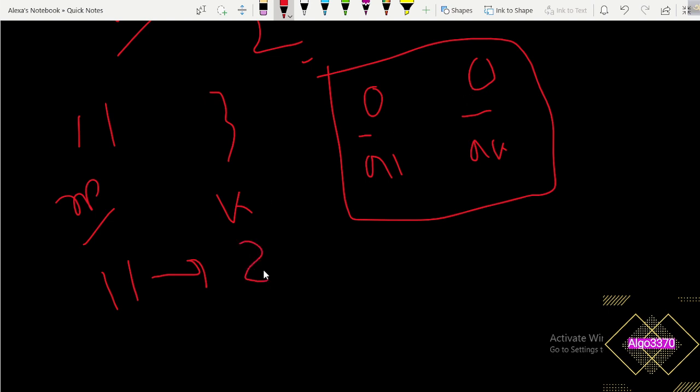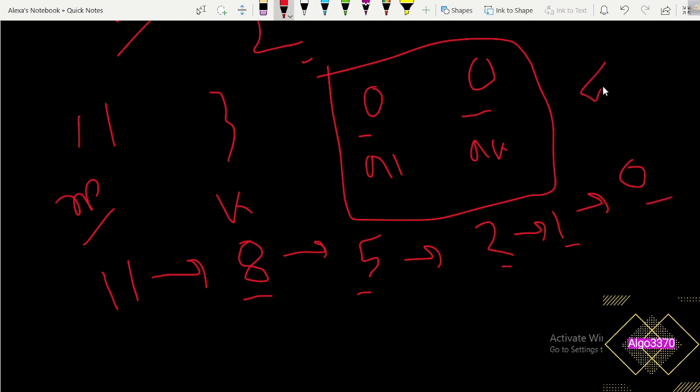So from 11 he will go to 8, using the first 3 coins. From 8 he will go to 5, 5 to 2, 2 to 1, and 1 to 0. How many fancy coins does he need to use? 1, 2, 3, 4 and 5. He needs to use a total of 5 fancy coins.